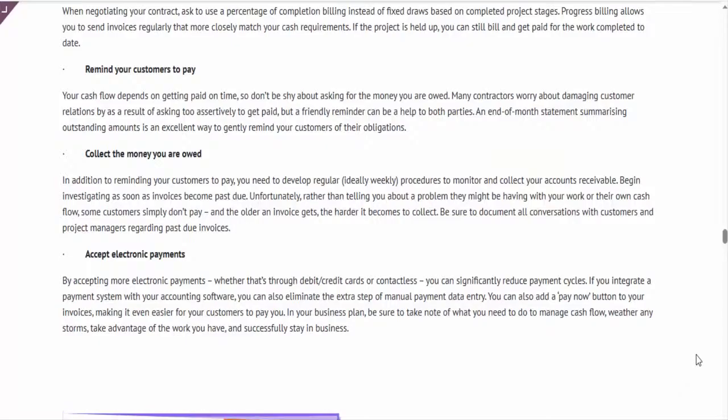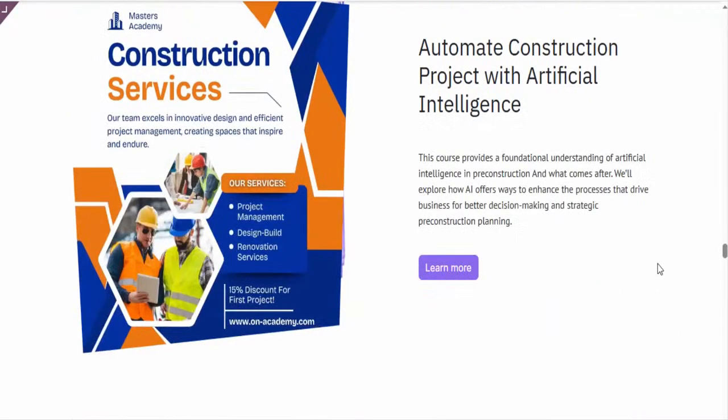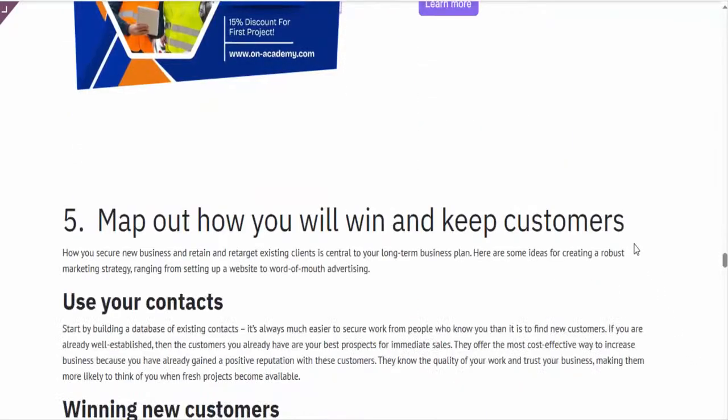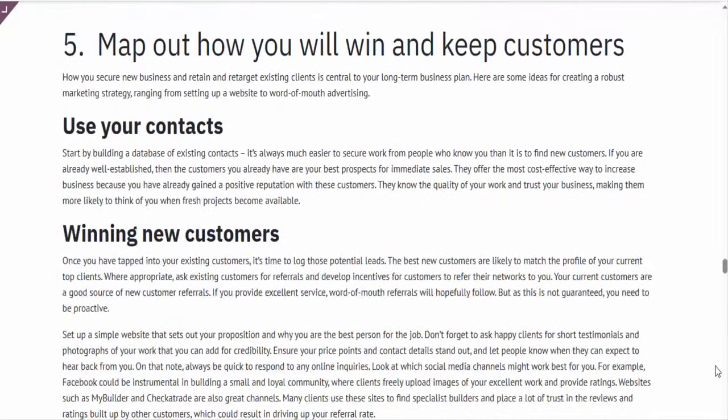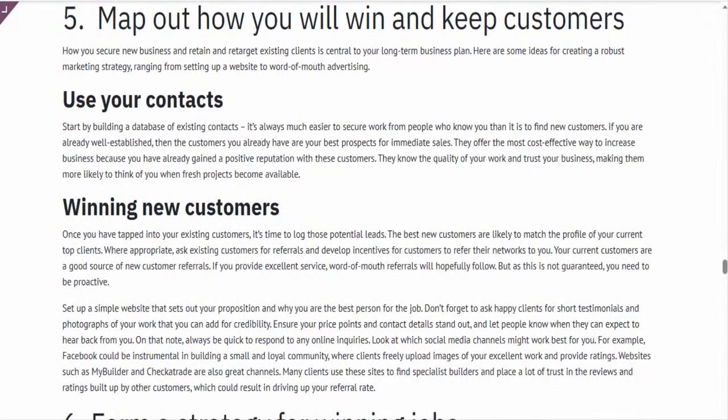5. Map out how you will win and keep customers. How you secure new business and retain and retarget existing clients is central to your long-term business plan. Here are some ideas for creating a robust marketing strategy, ranging from setting up a website to word-of-mouth advertising.